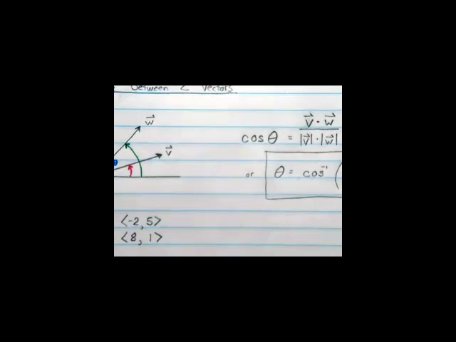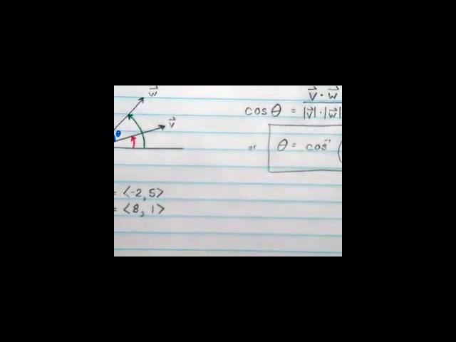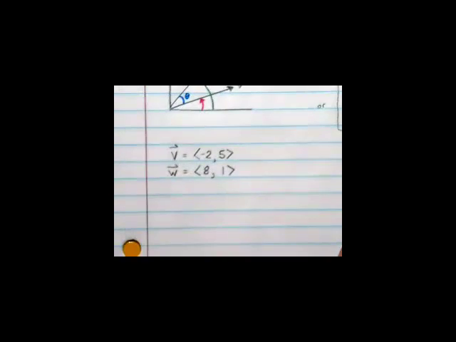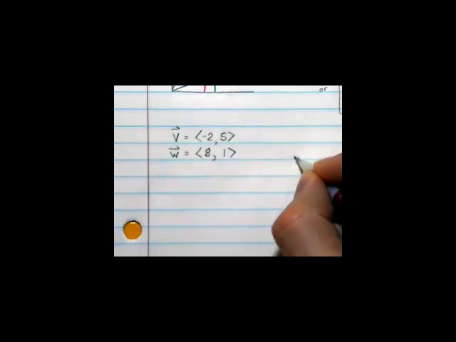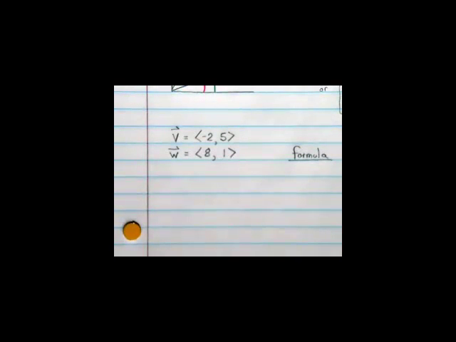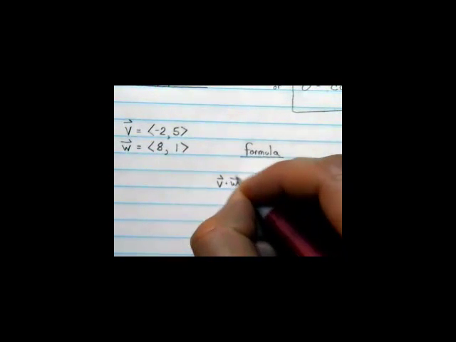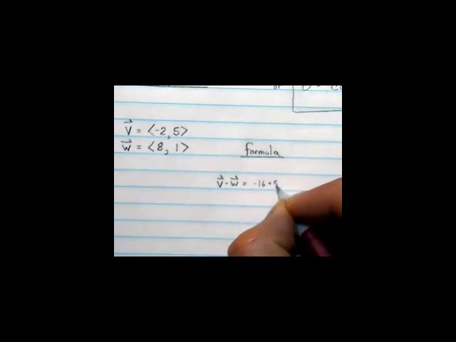All right. So let's say these are our two vectors, and we would like to find the angle in between V and W, -2,5 and 8,1. So first method, I'm going to go with the formula. All right, so using that formula, I got to get the dot product first. So that would be -16 plus 5, so -11.